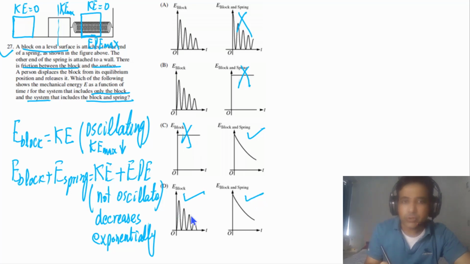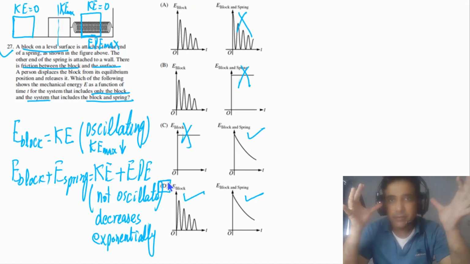So kinetic energy is oscillating, you can see, but the peak is always lower than before, meaning the system is losing energy, and total energy of the system just keeps on decreasing exponentially. So the answer for this question is D. A beautiful question, a little bit tricky one, but if you have some understanding of conservation of energy for spring mass system, it is very easy to figure out.